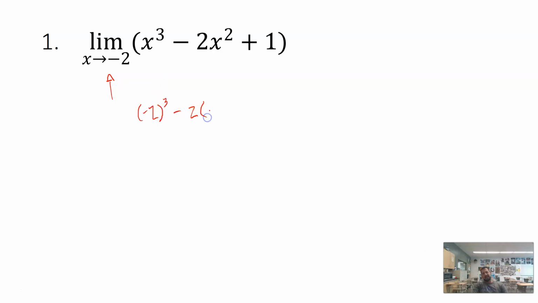So in this case, I get negative 2 times negative 2 to the third minus 2 times negative 2 squared plus 1. So here I get negative 8 minus 8 plus 1. That gives me negative 15. Now remember, that is the answer. That's how we do that problem. But what we're doing here is finding the y value on that function that we're getting really close to as x gets really close to negative 2.